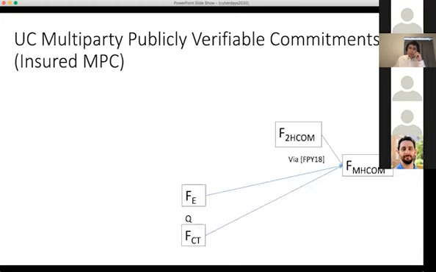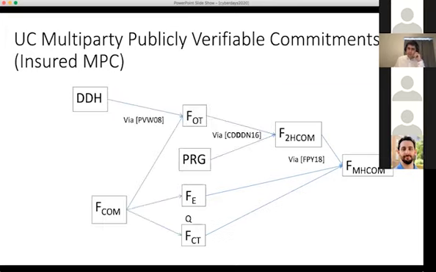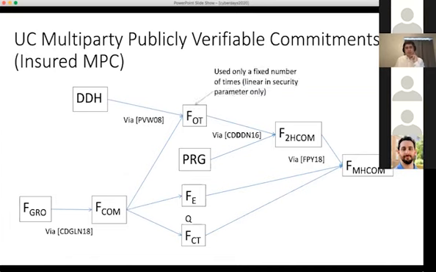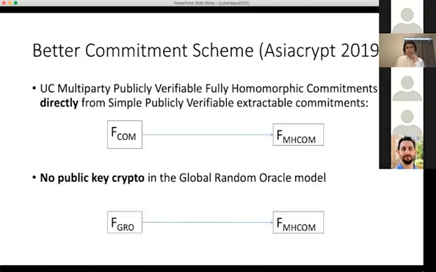Now, in the first incarnation of this work, we have this very complex construction of the homomorphic commitments that we needed in this approach, involving many building blocks and a very high performance overhead. Luckily, in the past couple of years, we actually managed to simplify these homomorphic commitments quite a lot. Now being able to construct them directly just from a simple commitment with no homomorphism or just from a hash function. This is what we call a global random oracle. This is essentially a hash function.